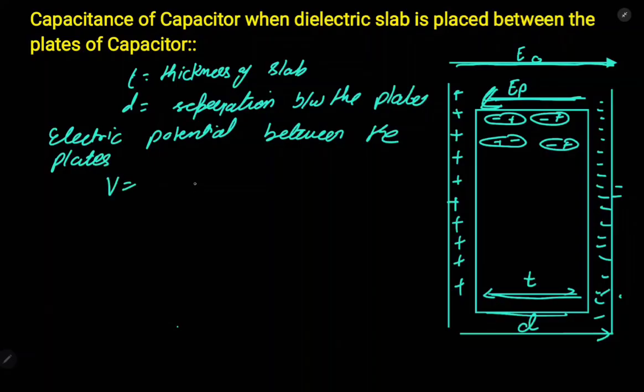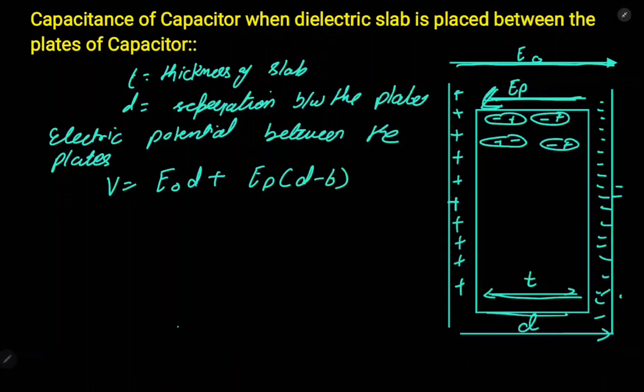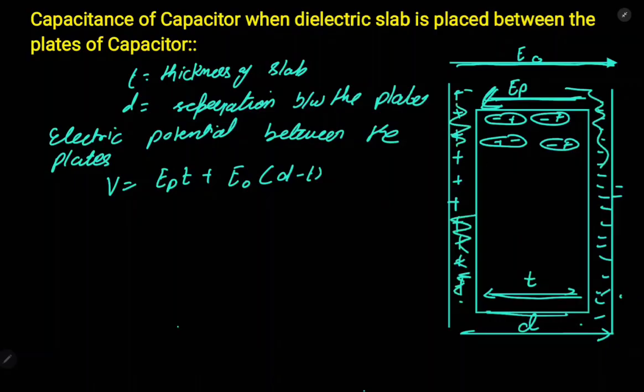V will be equal to, now there are two electric fields. This E naught electric field acts in the thickness D and this EP acts in the thickness T. This EP will develop in the thickness T and E naught will be acting in D minus T. This is the complete D, this is T, so in the D minus T region the electric field E naught will act, right?